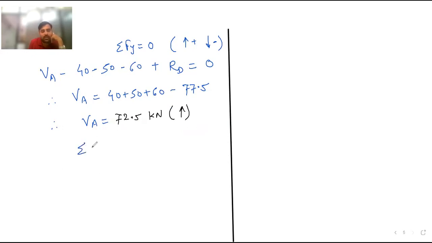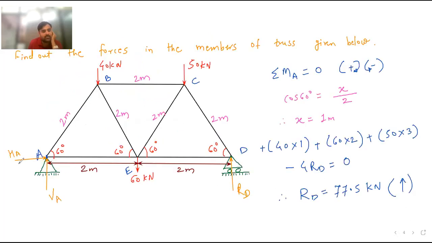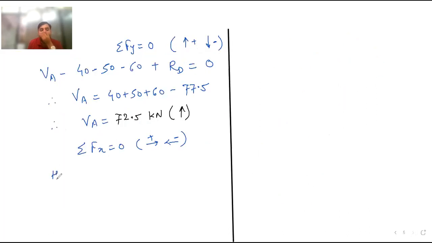Now after this, apply summation Fx equal to 0, towards right plus, towards left minus. Now which forces are present over there? HA is the only horizontal force. So there is no horizontal force acting on the truss and there is no horizontal reaction except HA. So HA must be 0 kilonewton.